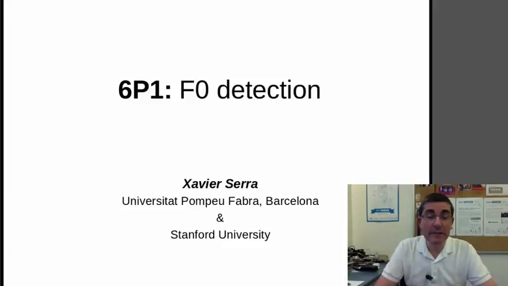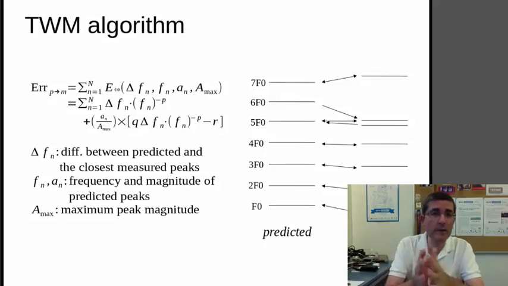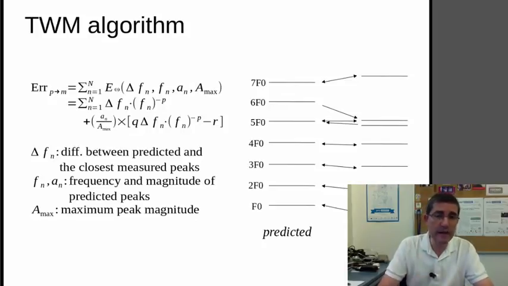This week we're talking about the harmonic model, and in this programming lecture I want to talk about the implementation of it, in particular the first part of it, the part that requires detecting the fundamental frequency so that we can then identify the harmonics of a given sound. So we will be talking about one particular algorithm, the two-way mismatch algorithm.